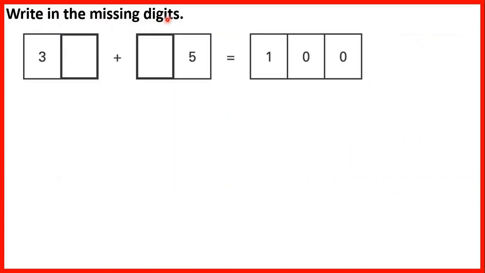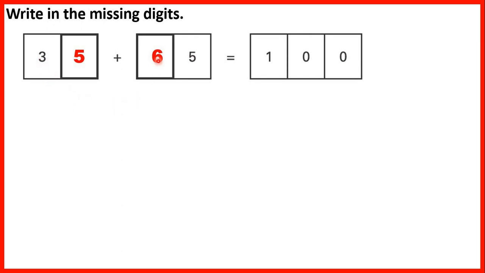Write in the missing digits. So here we have 3 as our tens digit, and here we have 5 as our ones digit, and we need to make a total of 100. So our ones digit must be a 5, because 5 plus 5 is 10, so that makes our answer end in a 0. And then our missing tens digit will be a 6.